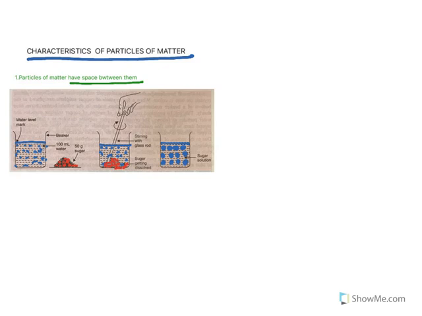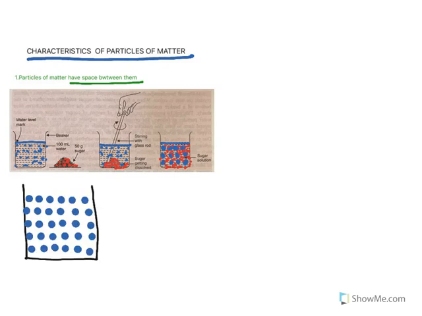And these sugar molecules or particles are occupying the space between these water molecules. So hence the level of water will not increase. This clearly shows that there are spaces between the particles of water. If there were no spaces between the particles of water, the sugar molecules would not have occupied the spaces in between, and the level of water would have increased. But here the sugar molecules are occupying the spaces between the water molecules.